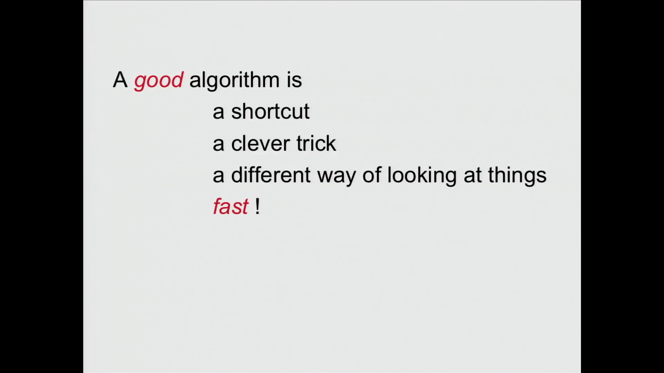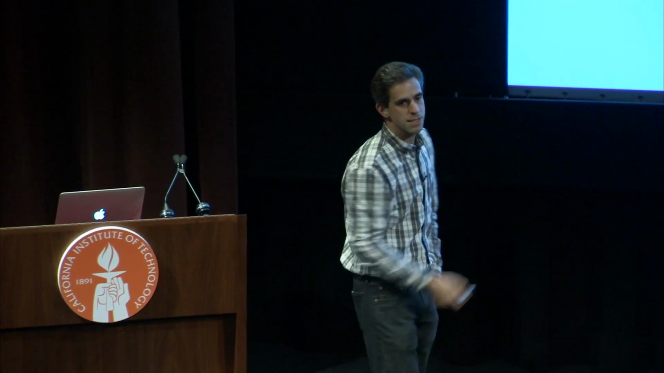Now, what makes a good algorithm? In the mathematical field of algorithms, we have a sort of a formal answer for this, but a good algorithm is a shortcut. It's sometimes a clever trick. It's something that you wouldn't have thought of, a way of solving a problem that is maybe not obvious. And then most importantly, it's something that's fast. That's the thing that we usually desire for our algorithms.